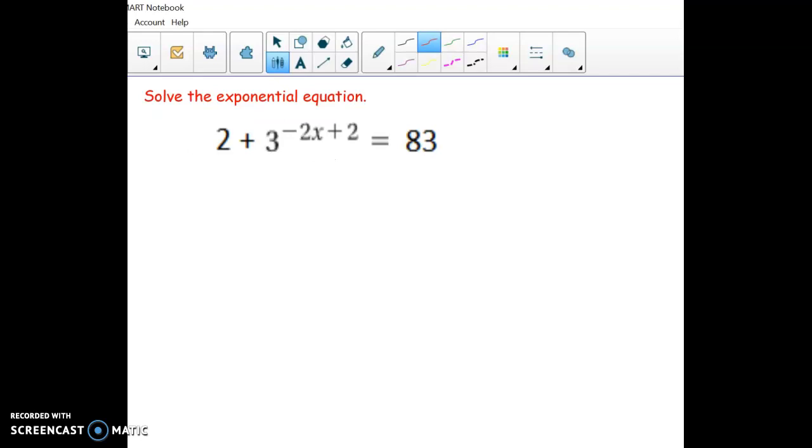Let's try 2 more. Let's do this one quick, and then we'll do one more that has the properties. So try this one quick on your paper before unpausing to see the solution.